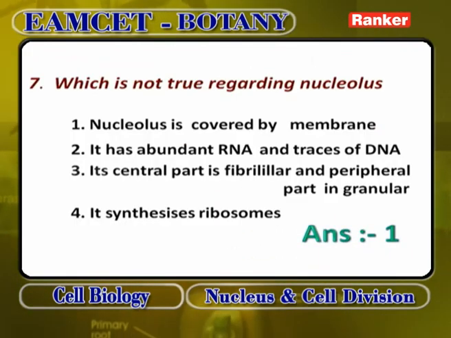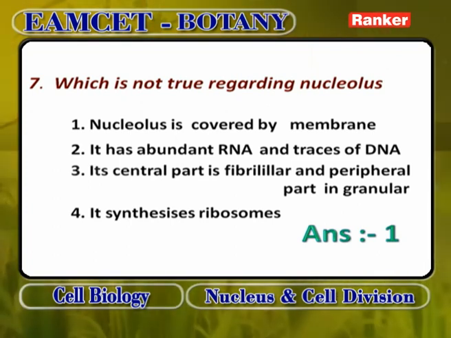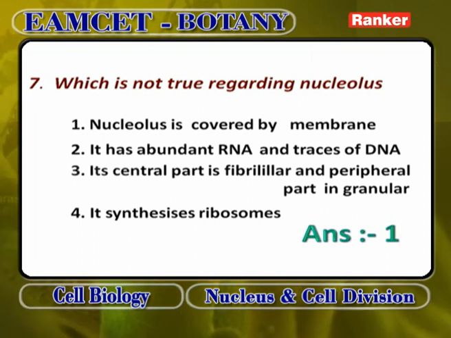Which is not true regarding nucleolus? Here there are statements given. First is nucleolus is covered by a membrane. Second is it has abundant RNA and traces of DNA. Third is its central part is fibrillar in nature and peripheral part is granular in nature. Fourth is it synthesizes ribosomes. It has abundant RNA and traces of DNA, which is correct.